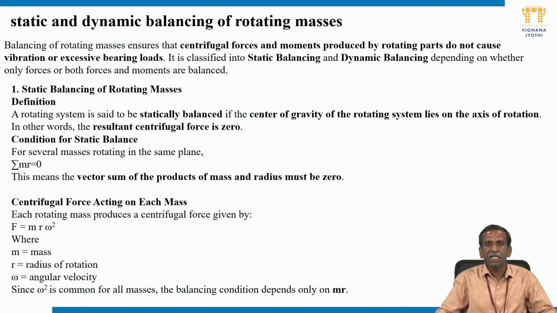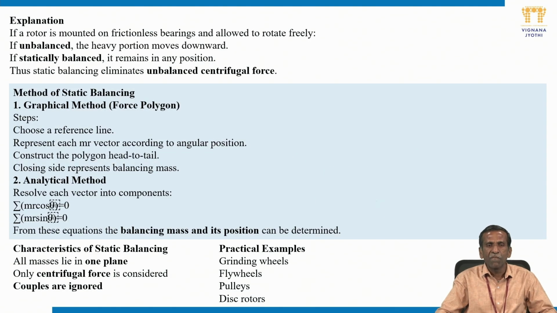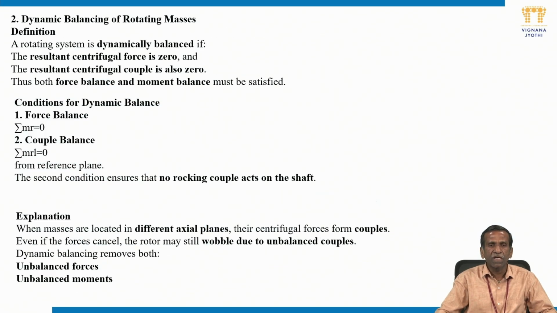As you know, static and dynamic balancing of rotating masses requires balancing of the algebraic sum of all forces, as well as the algebraic sum of couples or moments due to these forces. In static balancing, only the algebraic sum of all the forces needs to be balanced. This is the dynamic balancing case: force balance and couple balance both need to be satisfied.